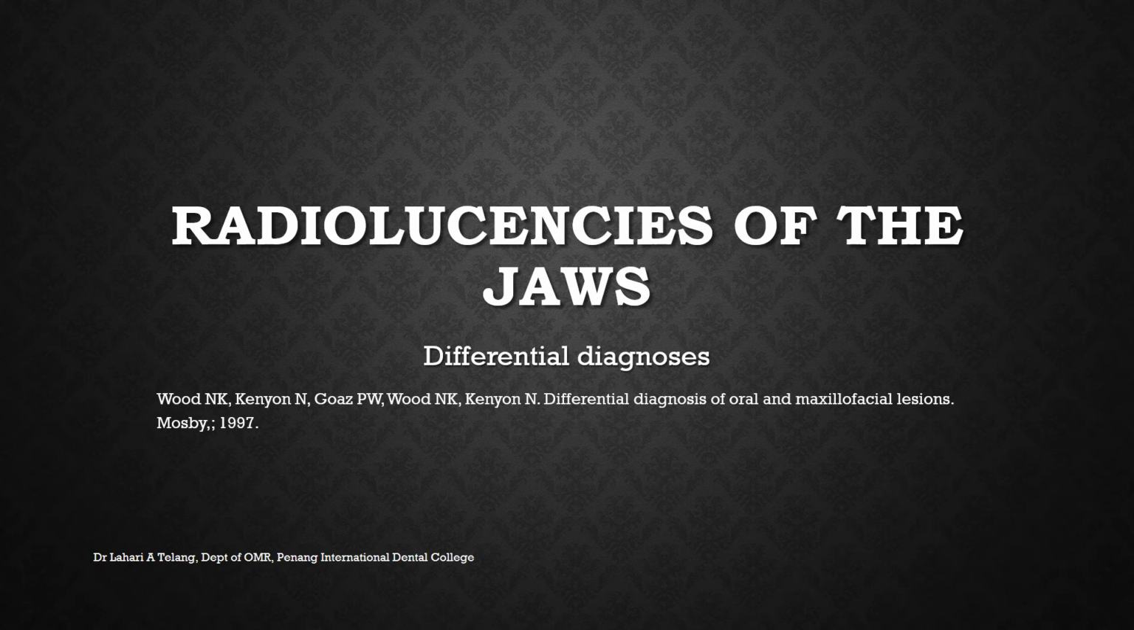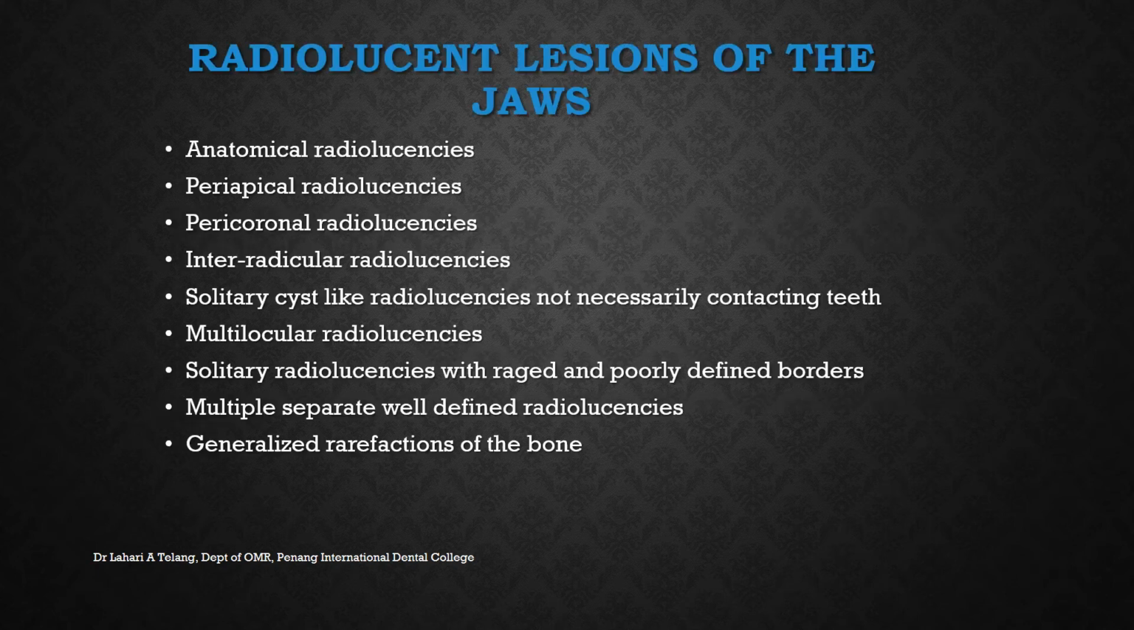So, let's look at some radiolucencies of the jaws. This is from a textbook called Wood and Goaz. It's a very old textbook and does not have any newer additions to it, but it definitely gives you a good differential diagnosis to start your work with.